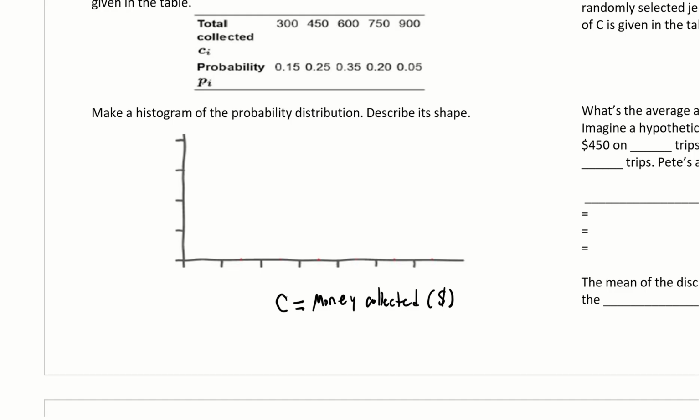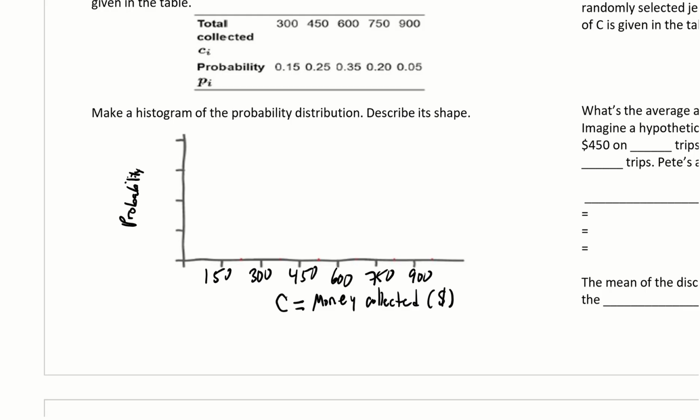All right, and then here we got 300, 450, 600, 750. So I'm going to say 300 here, 450, and I'm just going to do 150 here. All right, so we got those values there. And then the probability, so probability goes on the y-axis.